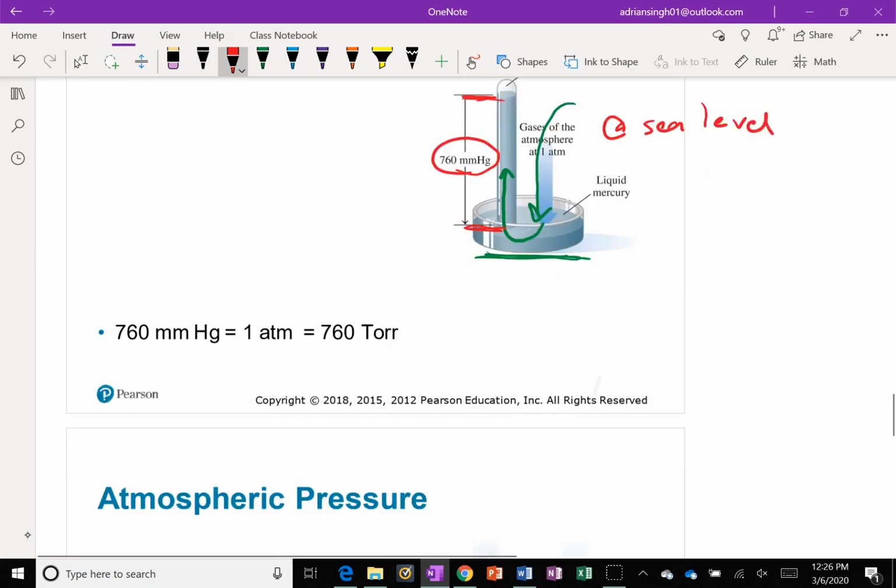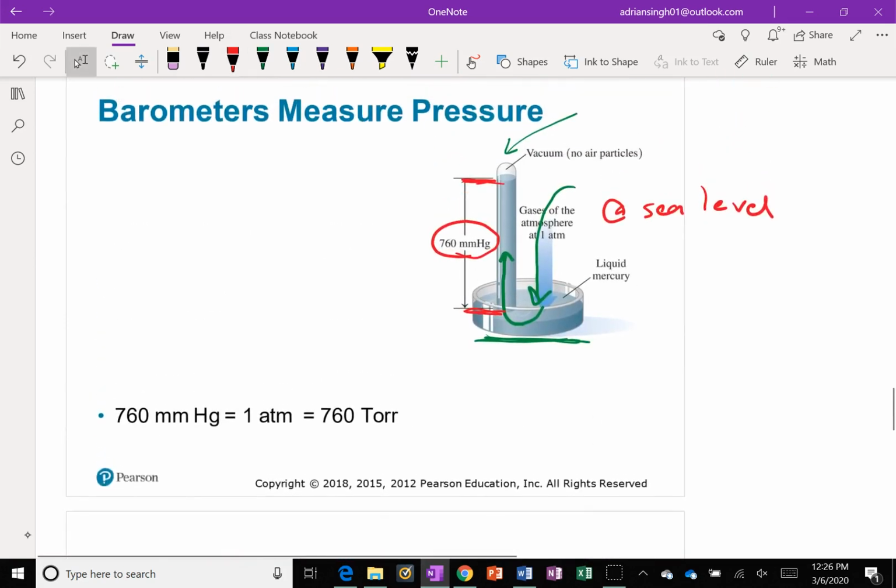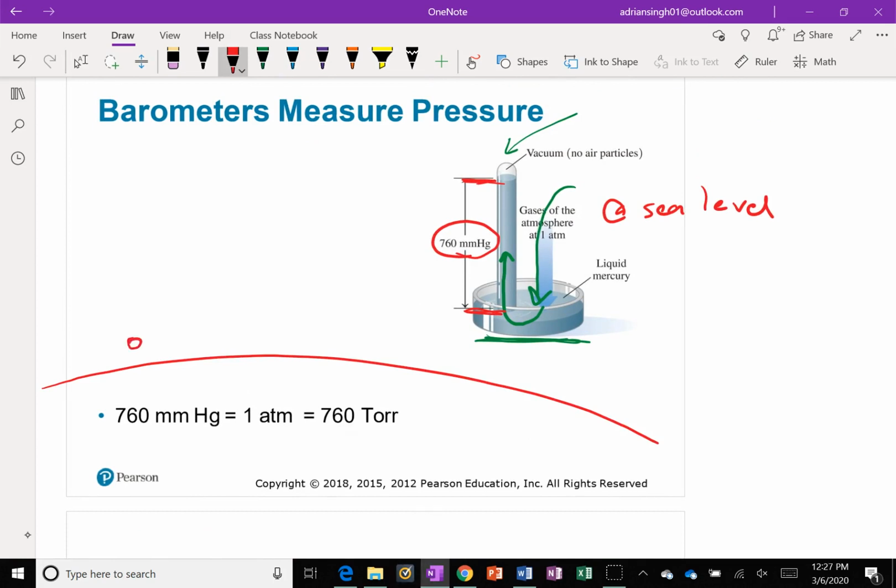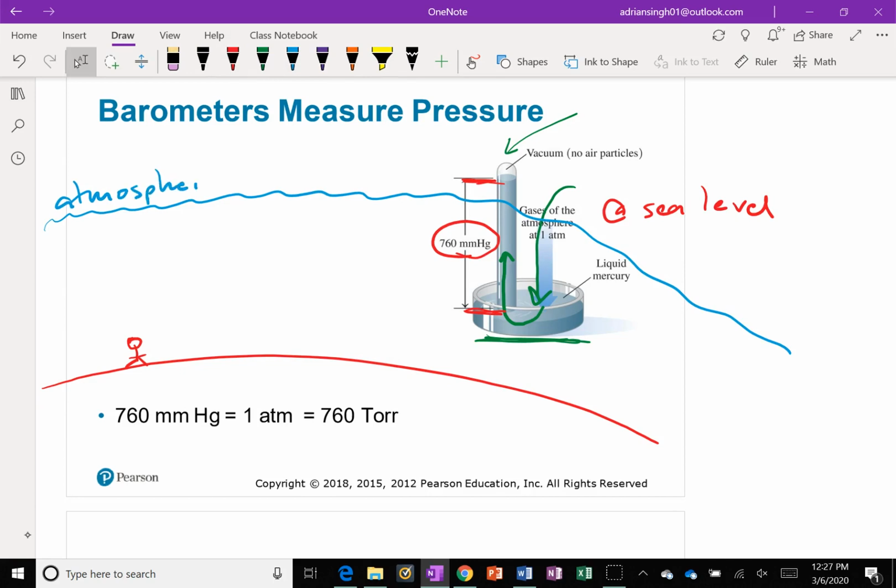So if you were standing at the surface of the planet at sea level, let's say that was the surface of the planet and you were standing here, and then this was the top of the atmosphere, you would actually experience 1 atmosphere of pressure due to that column of air above you, from the top of your head to the top of the atmosphere, pressing down on you.